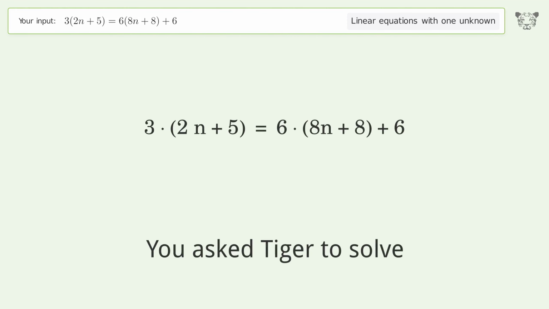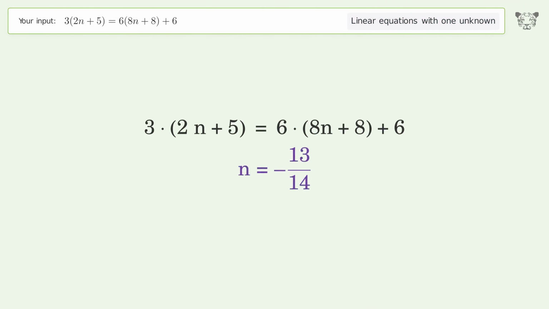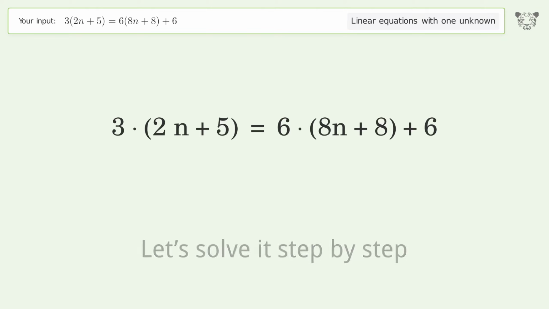You ask Tiger to solve. This deals with linear equations with one unknown. The final result is n equals -13/14. Let's solve it step by step.